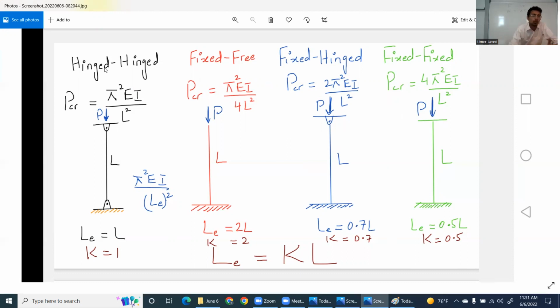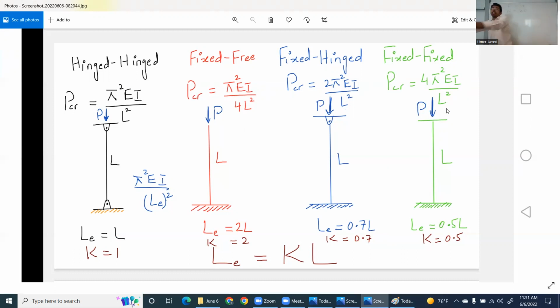I have 4 cases. I hope I have explained. Hinged, fixed-free, fixed-hinged, fixed. I told you the formula. It is pi square EI over L square, whatever that formula was. For these 4 cases, it will be pi square EI over L square, pi square EI over 4L square, 2 pi square EI over L square, and 4 pi square EI over L square.